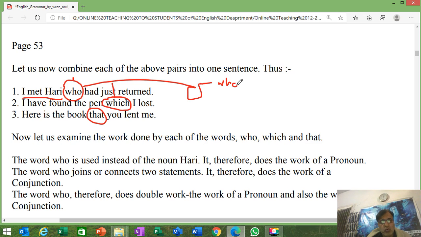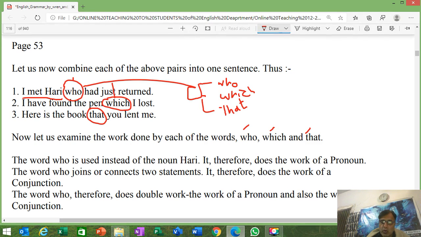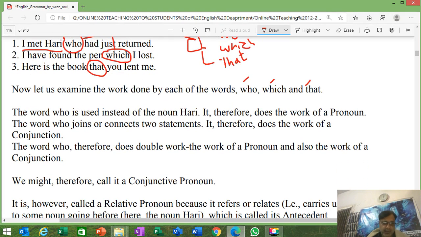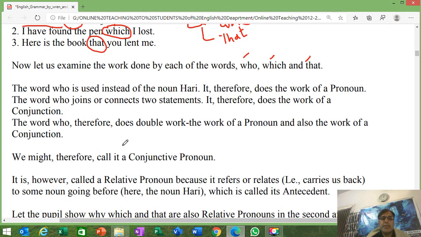Now you see who, okay, which, and then you see that. Now let us examine the work done by each of the words who, which, and that. So here it is explained: the word who is used instead of a noun, Harry, right?